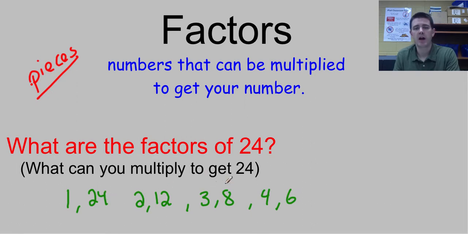Think of them as pairs. It'll kind of help you keep track of each one of them as you go. But they're all the numbers that I can multiply together to get 24. Those are its factors.